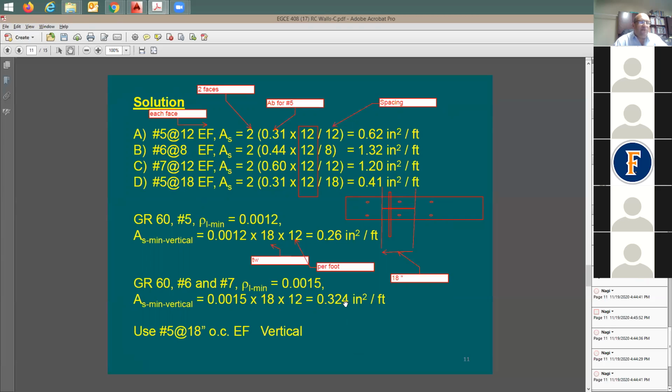I have here 0.324. So I'm going to say, look what happened. The minimum needed, if you're going to be going here with number 5, is going to be 0.26, but the minimum needed if you're going to go with number 6 or 7 is going to be 0.324, and that's where number 5 is good enough. So I'm just going to be going with this.